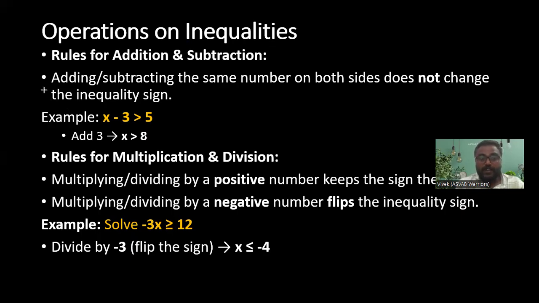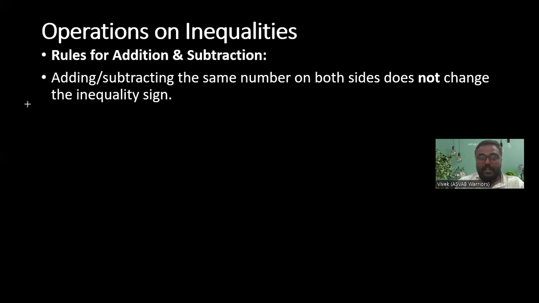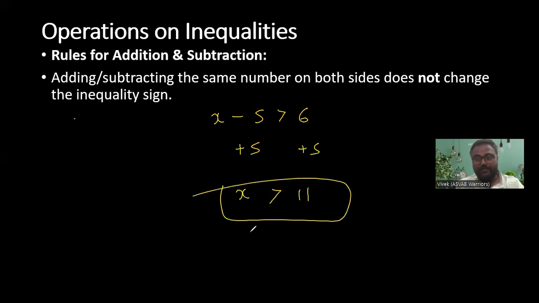Now let's say the rule for addition and subtraction. So the rule for addition and subtraction would be what? If you add or subtract any number in the inequality, let's say x minus 5 is greater than 6, if you add or subtract the same number on both the sides, the inequality sign does not change. You need to do the same operation as in equations. I want to get rid of this 5 because it is subtracted 5. I'll do the inverse of it. I'll add 5 to both the sides. So x is greater than 11.